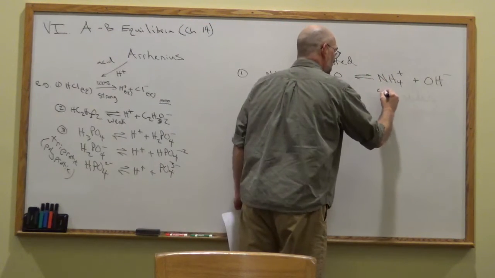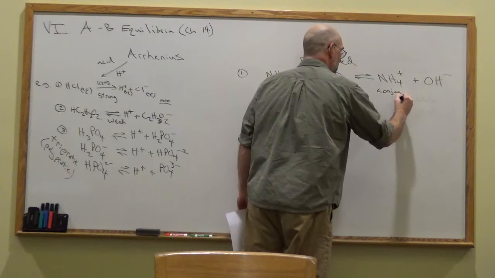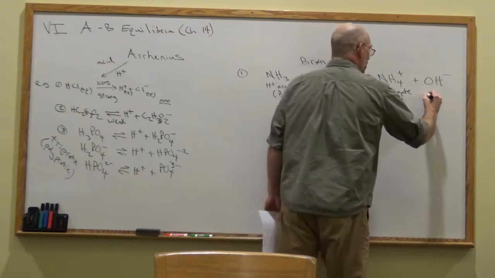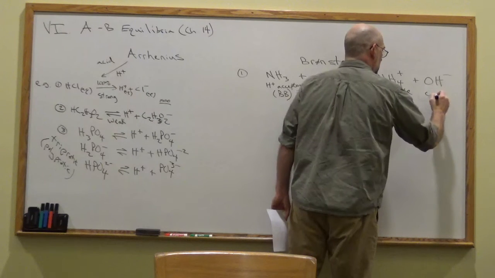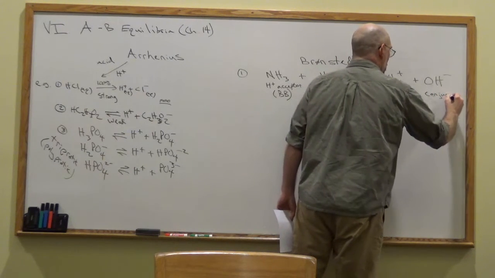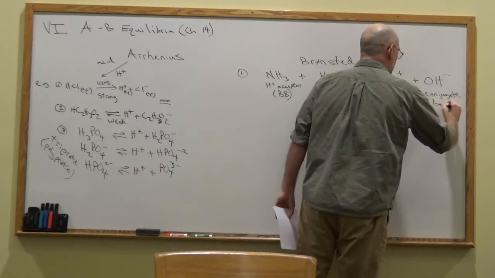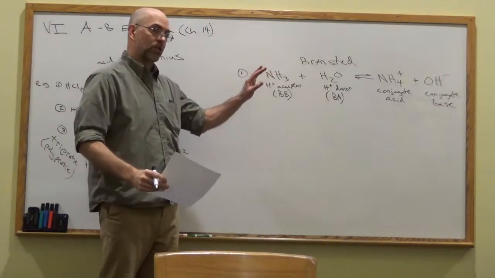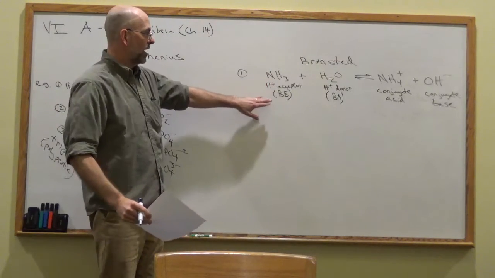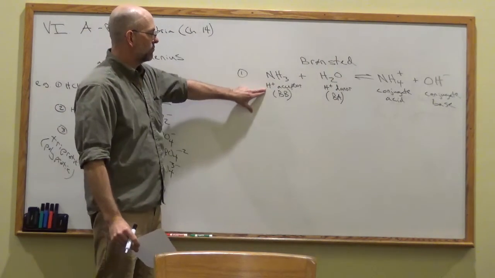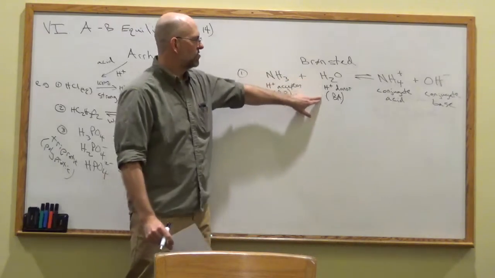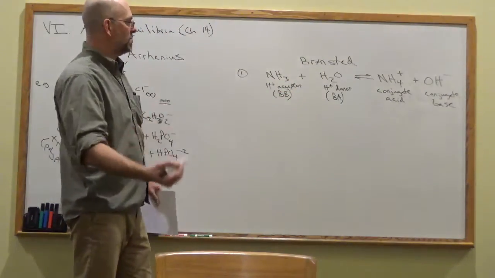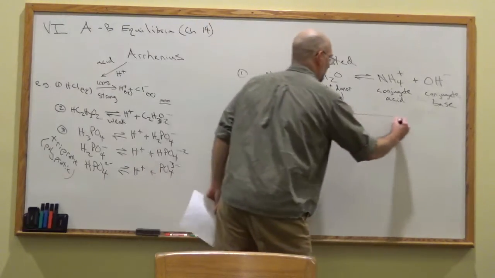This is called the conjugate acid. This is called the conjugate base. I like these definitions because it ties the two together and it makes it an equilibrium as well. So H plus acceptor is a Bronsted base, H plus donor is a Bronsted acid, and then we talk about acid-base pairs.